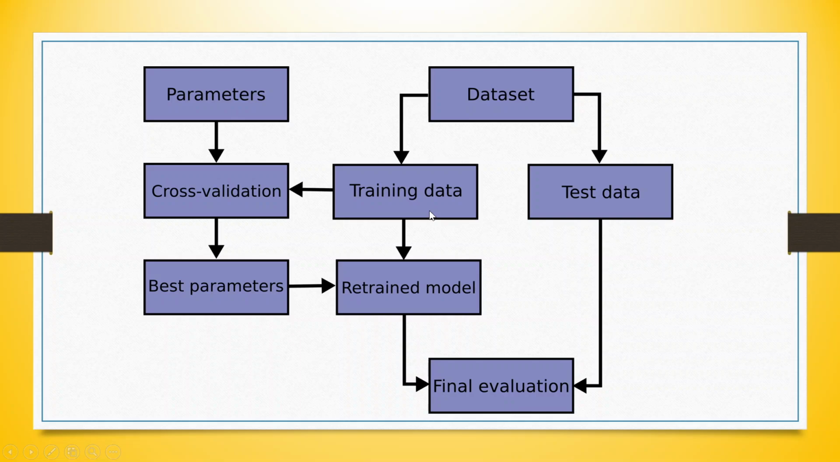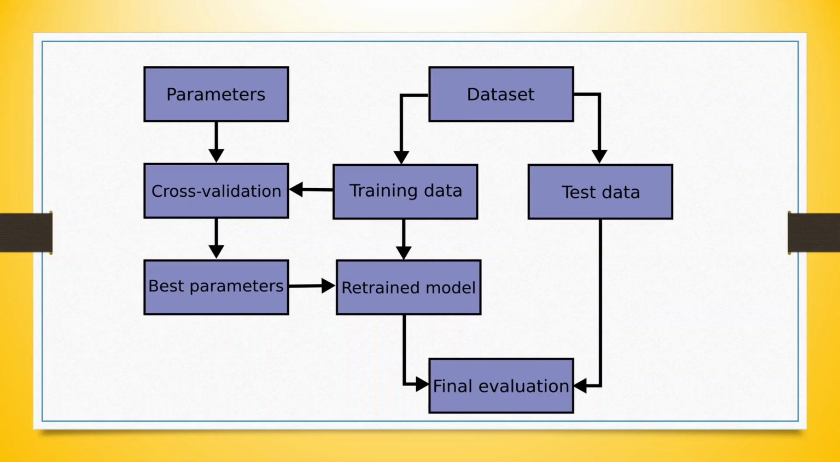This training data will be fed in for the cross validation purpose. The parameters will be considered, and from this, the best parameters are extracted with the help of cross validation. These best parameters are used to retrain the model, and the final evaluation on the testing data will be done with the help of the retrained model.